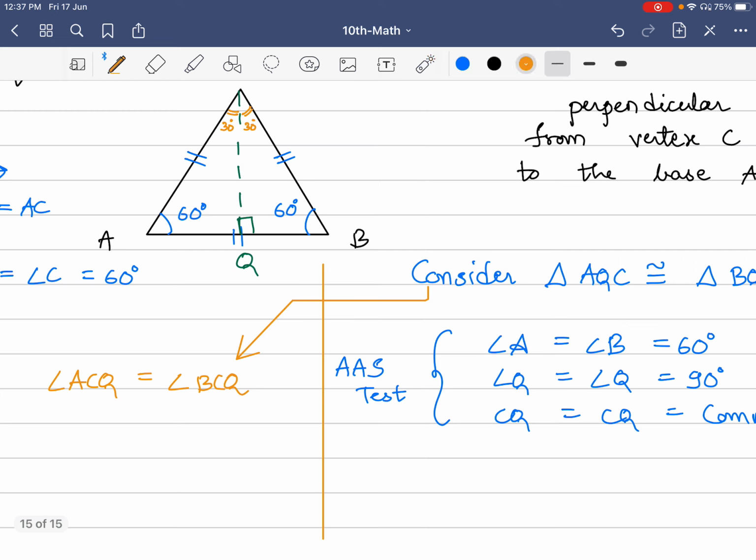So let me make a note of it. That is my first observation. And my second observation is AQ is equal to BQ, again because these two triangles are congruent to each other. So this AQ is going to be equal to BQ, which is going to be equal to half of AB. So thus we can say that.